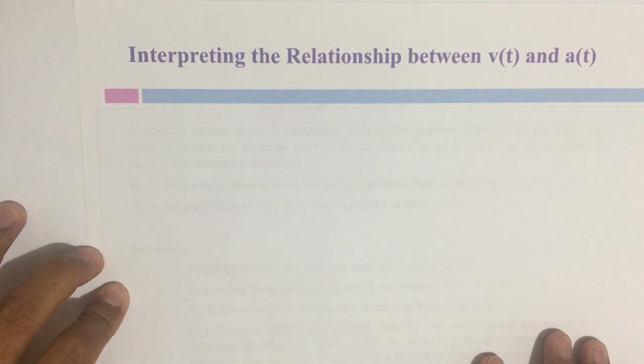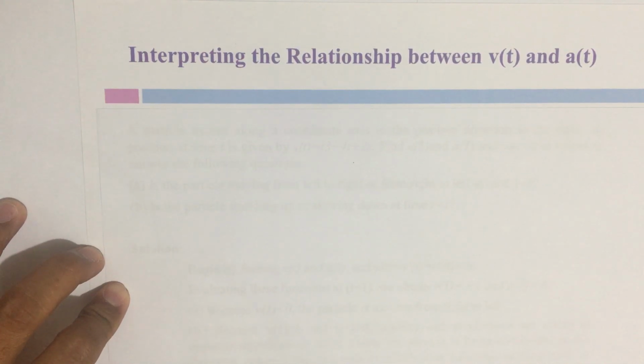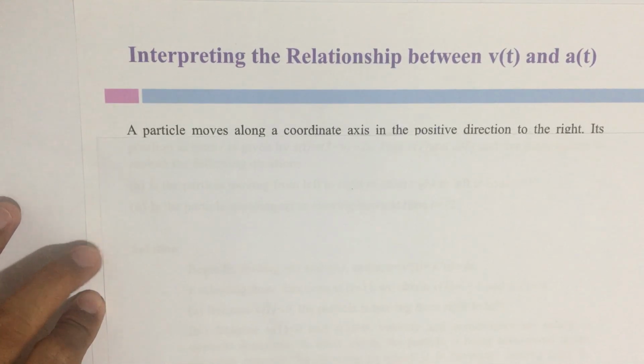So, today we are going to discuss more on the relationship between the velocity as a function of time and the acceleration as a function of time. So, our focus for today is the interpretation of the relationship between the velocity v of t and the acceleration a of t. Okay, so we have here an example.